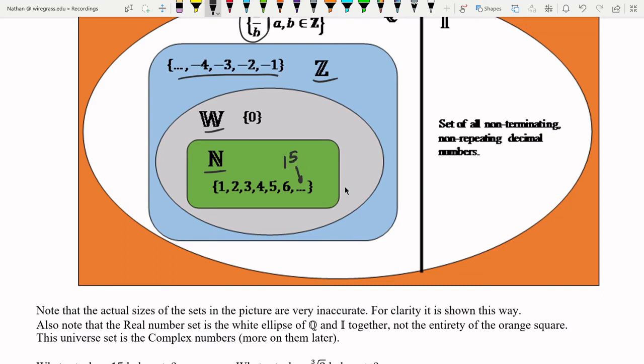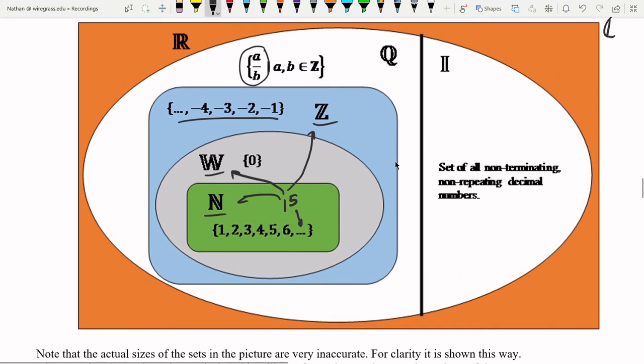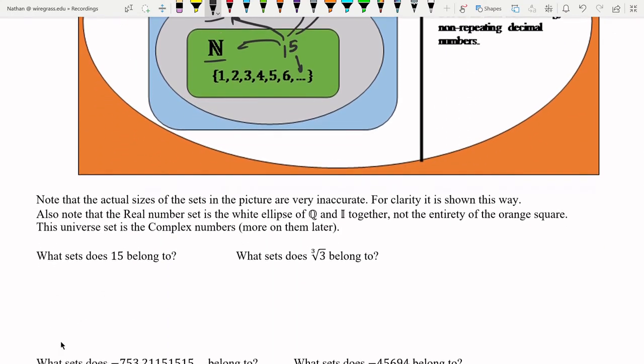But if 15 is a natural number, it must be a whole number. Therefore, it also has to be an integer. If it's an integer, it's also a rational number. And of course, it's always going to be a real number since it's contained in this white oval. So we can classify 15 using the sets. It's a natural number, a whole number, an integer, a rational, and a real. It's also a complex, but we're not dealing with that right now. We're only looking at real number subsets.